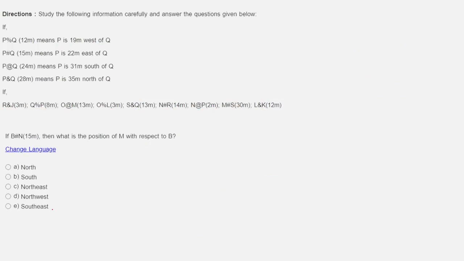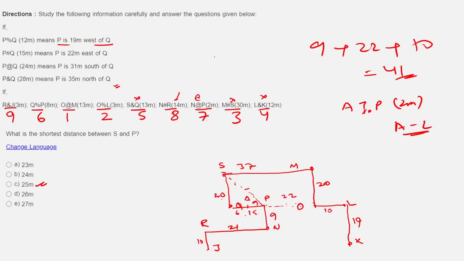Let's move to the next one. What is given? It is given B hash N, then what is the position of M with respect to B, right? So B hash N 15, and we have to find the position of M and B, right? B hash, hash means what? B is east of N by 15 plus 7, 22, so B is here, right?